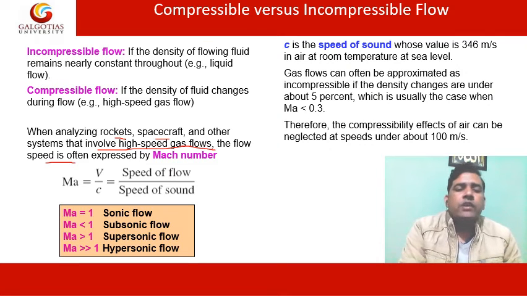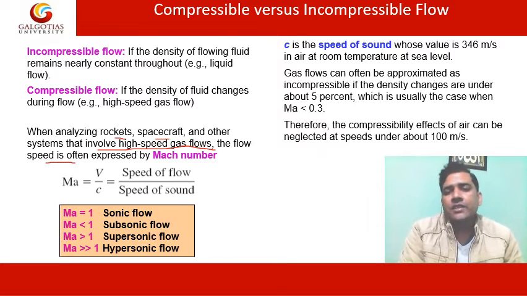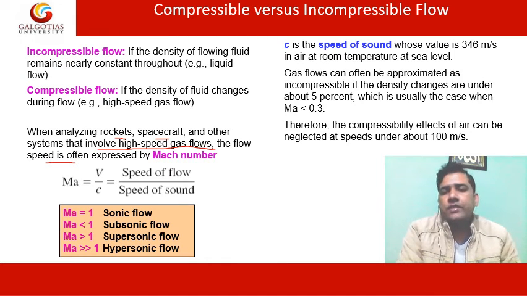And if the Mach number is, let's say, 5, 6 or more than 6, then the flow is called hypersonic flow. Here c is the speed of sound, and the value of the speed of sound is 346 meters per second at room temperature and at sea level. As you can see, the speed of sound is also variable. It depends upon the temperature as well as the pressure. So at sea level and room temperature, let us say 25 degrees Celsius, the average speed of sound is 346 meters per second.